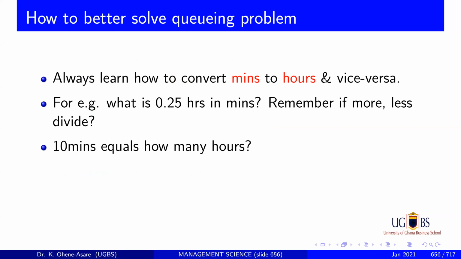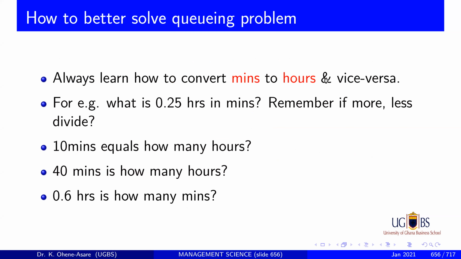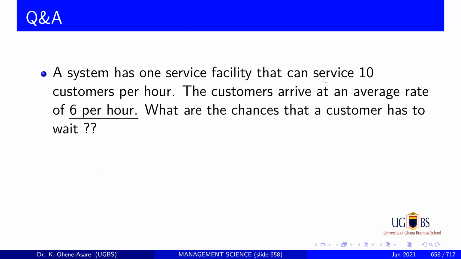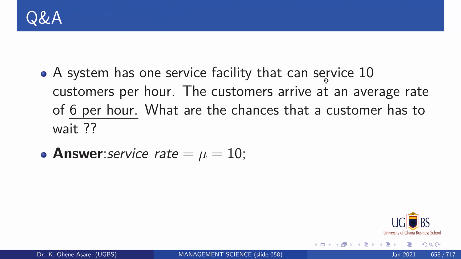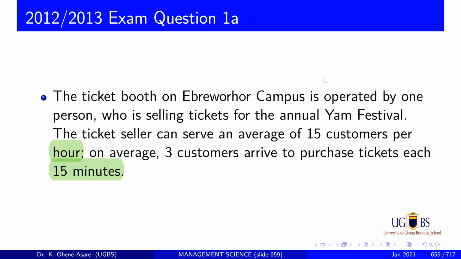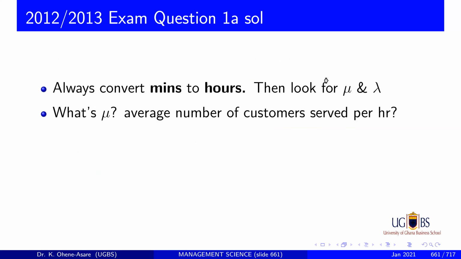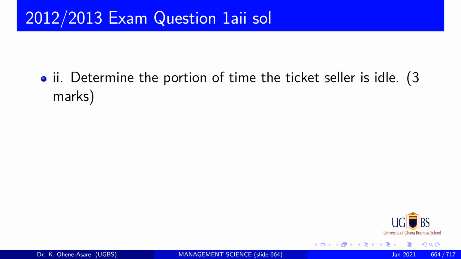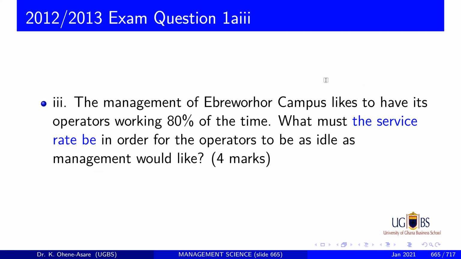So let's look at the question we are being asked, and you will know whether it's a lambda or the mu you are being asked to find. So what does it say? Well, it says very clearly here that the management likes to have its operators working 80% of the time. What must the service rate be? Ouch. Now you know which one is being asked to find.